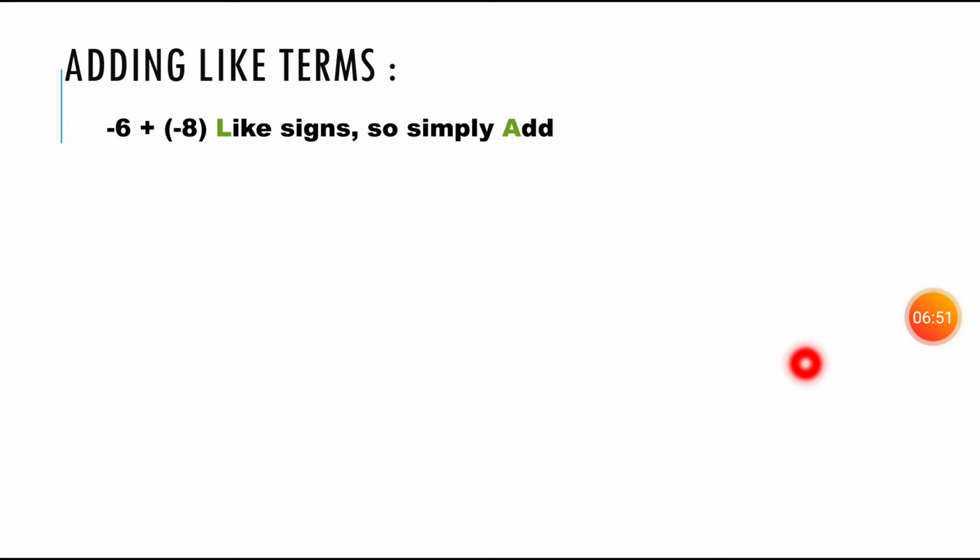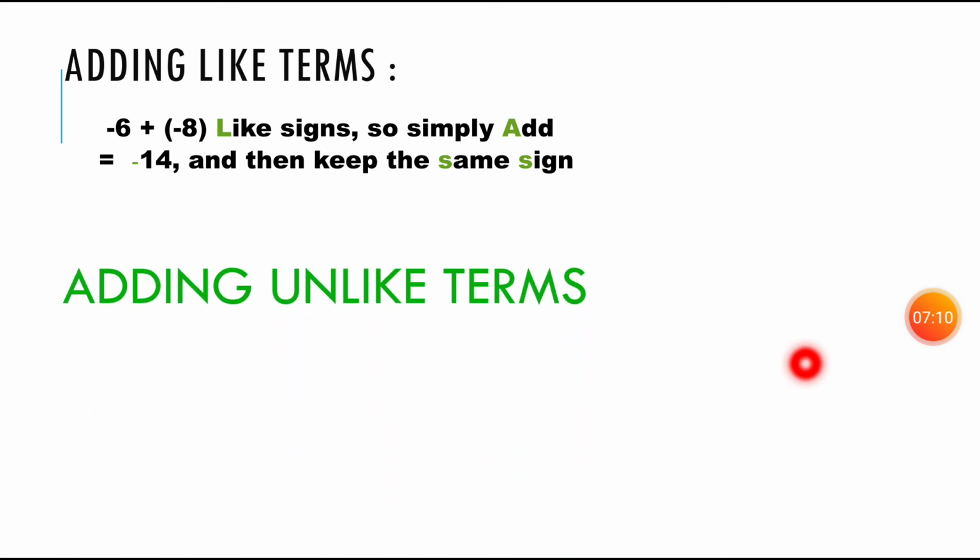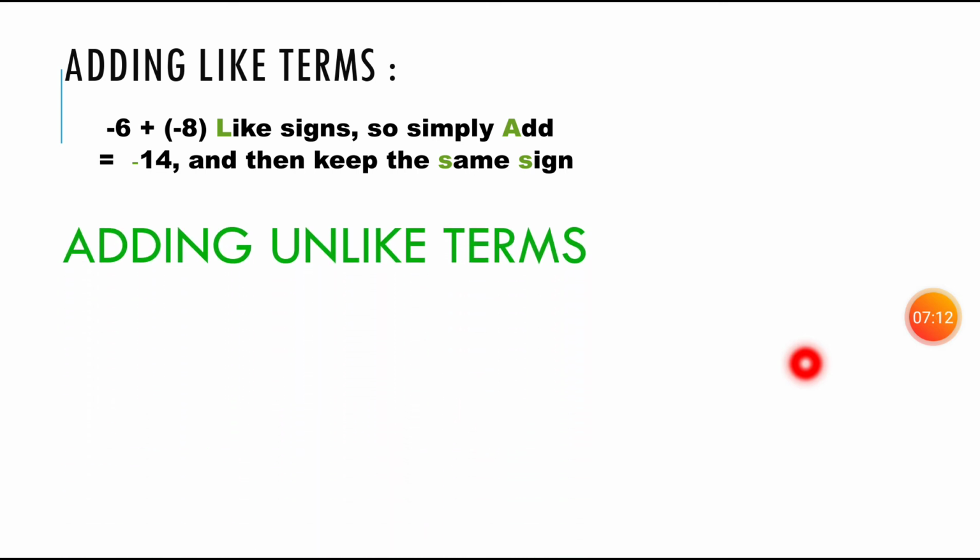Now, how do we add like terms? First of all, we need to understand what are like terms. Like terms are the integers which have the same signs. Here we have minus 6 and minus 8, they are being added. To add them, we just add the absolute value of both the numbers, which comes out to be 14. And since the numbers are negative, the answer picks up the sign of the integers. That means the answer is going to be minus 14.